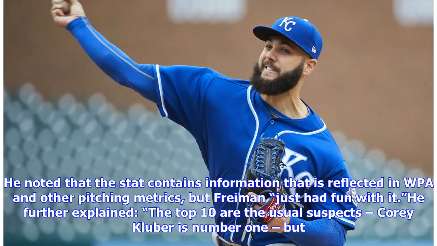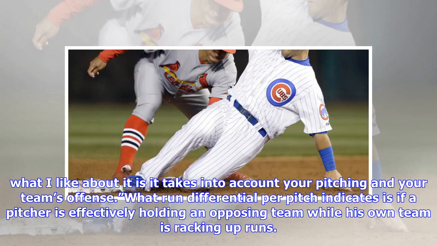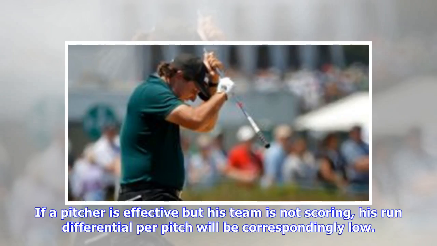"Corey Kluber is number 1, but what I like about it is it takes into account your pitching and your team's offense. What run differential per pitch indicates is if a pitcher is effectively holding an opposing team while his own team is racking up runs. If a pitcher is effective but his team is not scoring, his run differential per pitch will be correspondingly low."